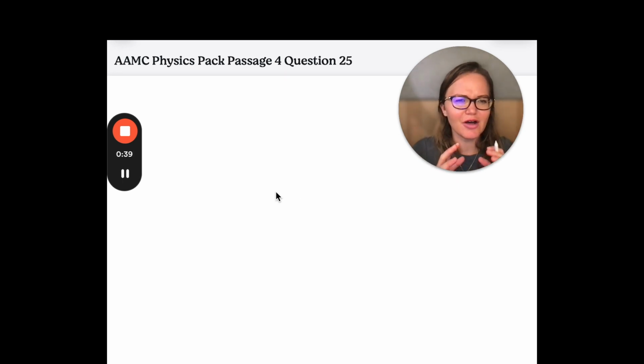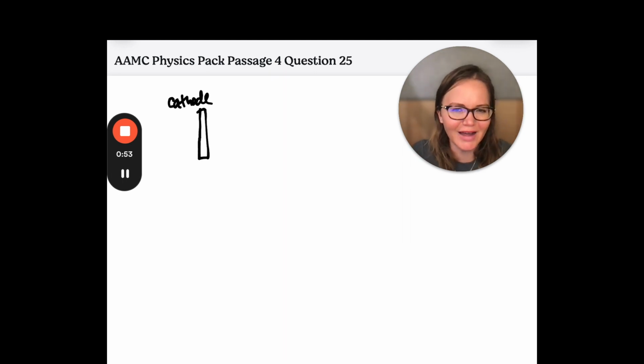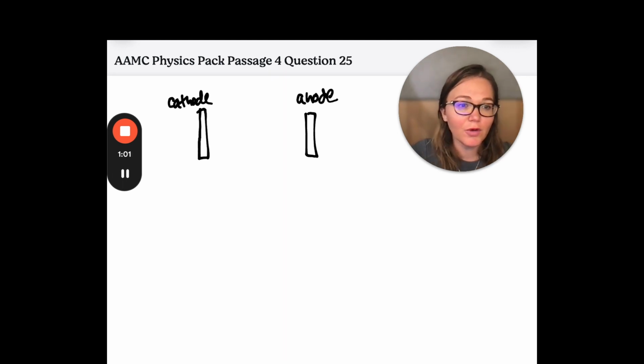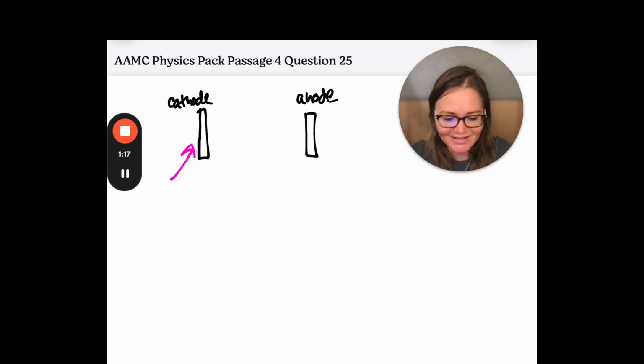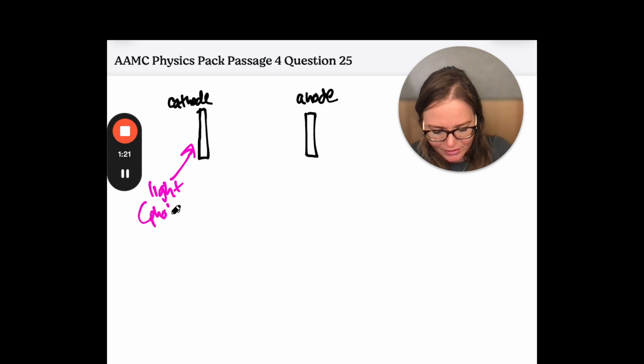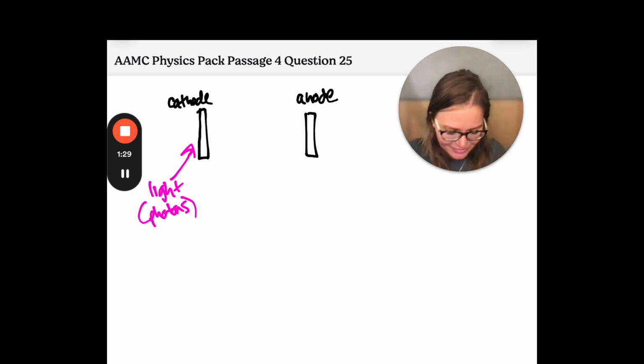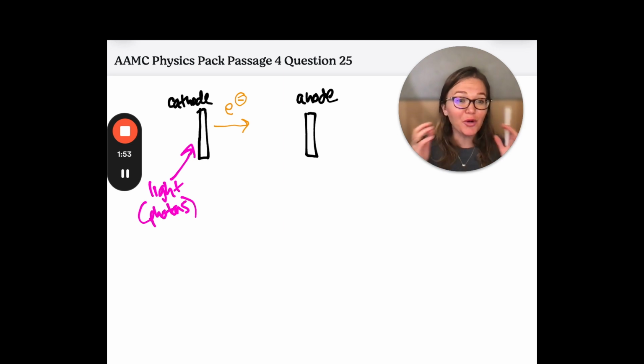First of all, let's start off with just understanding what we've got going on. All of this is happening inside of a vacuum, but essentially we have a cathode, and then of course we have another electrode, that's our anode, over here. And what are we doing? Well, we're taking a light, and light has photons, right? So we're taking a light and shining it at our cathode. Our cathode is made of metal, and what's happening is we're ejecting electrons off of our cathode. So this is what we call the photoelectric effect.